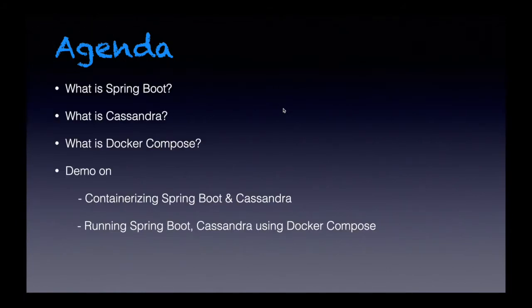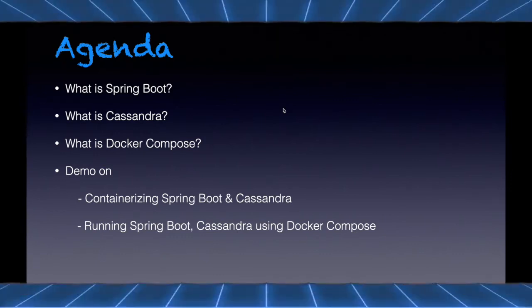Before getting into the session, let us know what the agenda is. We are going to have a brief introduction about Spring Boot, Cassandra, and Docker Compose. And finally, we look at how to containerize Spring Boot and Cassandra, and we'll run both the Spring Boot application and Cassandra database using Docker Compose. And also we'll have a small test. Basically, we are building a REST API using the Spring Boot framework. By calling the REST API, we can insert data into Cassandra.